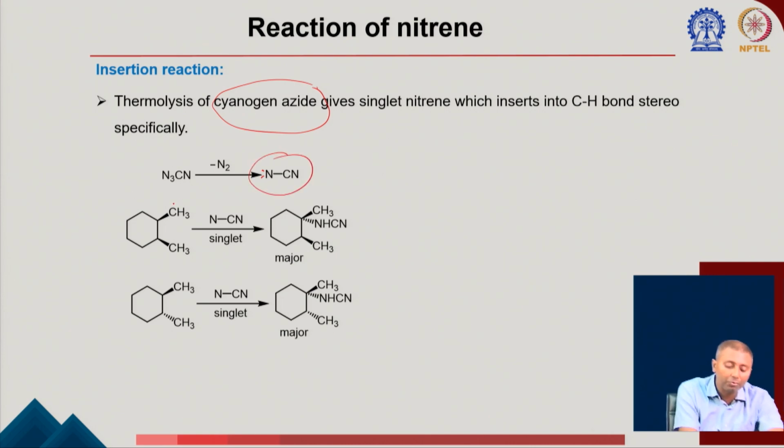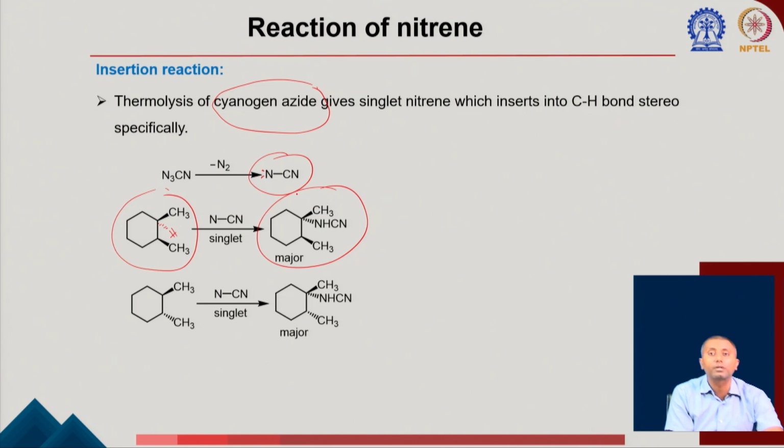Now you can see this is a cis 1,2-dimethylcyclohexane. It is stereospecifically abstracting the CH from here. As you know, this is a tertiary CH, so it will be electronically rich. It abstracts it in a stereospecific manner to form this product as the major product. Again a very similar thing here: if you start from an anti 1,2-dimethylcyclohexane, you can see the abstraction is happening from this proton, this tertiary CH proton that is electronically rich. So it is giving a very stereospecific product.